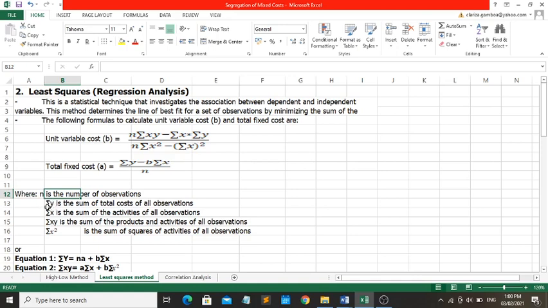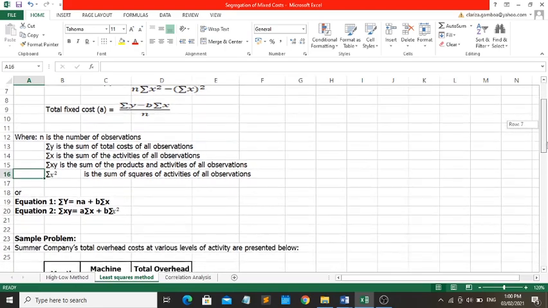And for summation of y, all we do is total or sum the total cost of all observations. For summation of x, total all the values of x. For summation of xy, total all the products of xy. And for summation of x squared, total the squares of the activities of all observations.